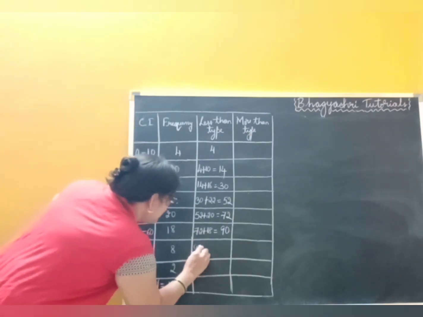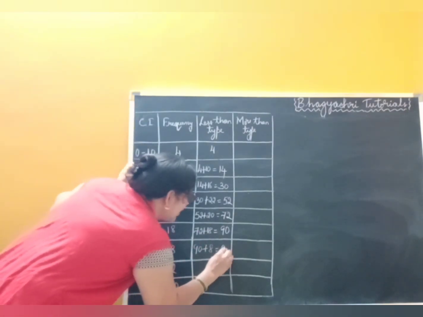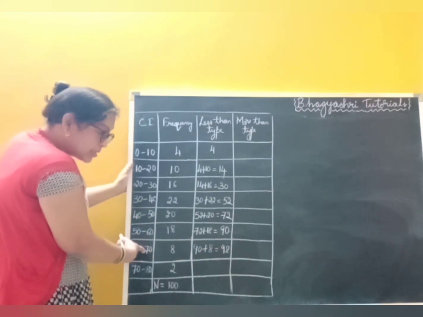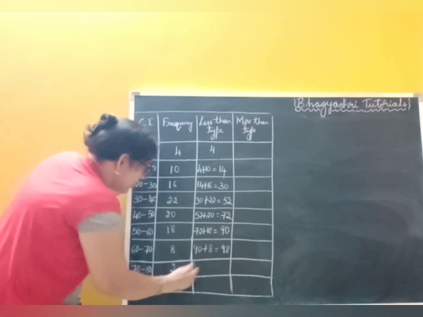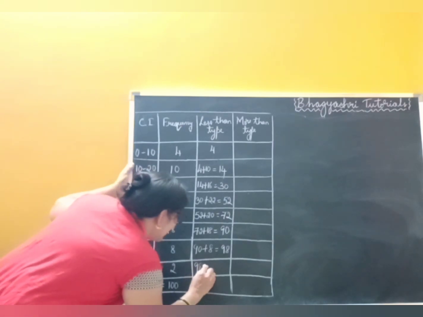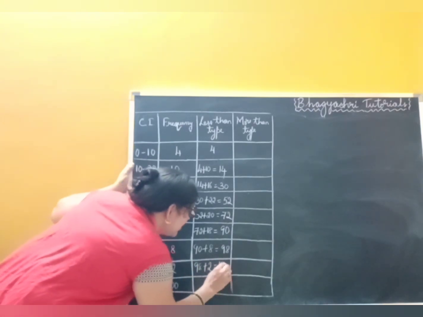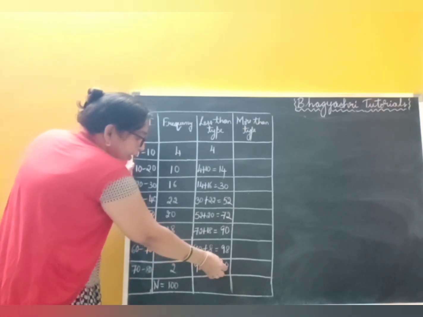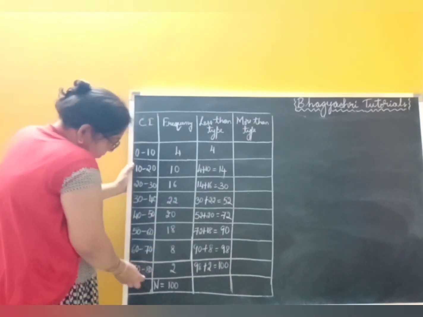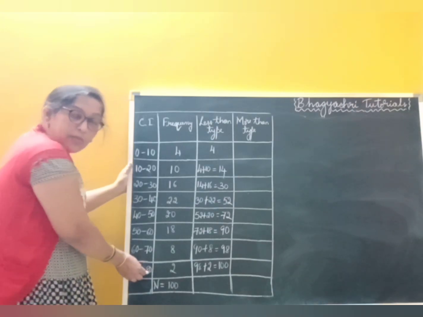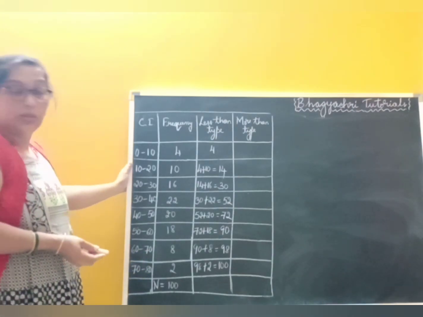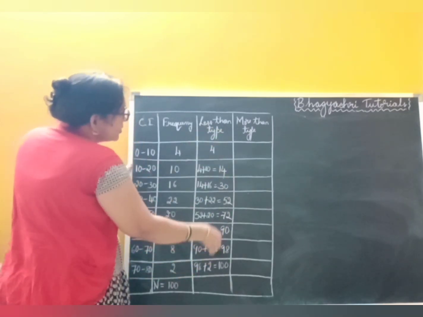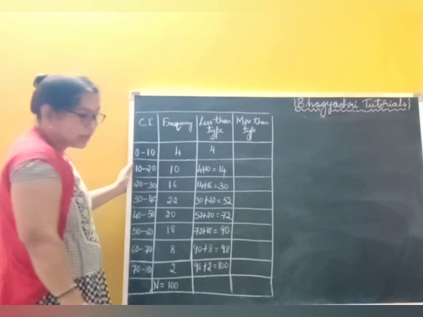Next, 90 plus 8 is 98. So, 98 students got marks less than 70. Next, last one, 98 plus 2 is 100. So, there are 100 students who have got marks less than 80, because the maximum mark is 80 only, right? So this is the cumulative frequency for less than type.